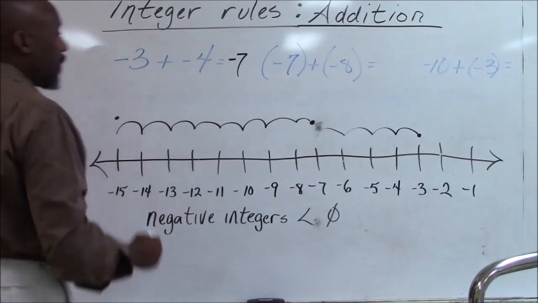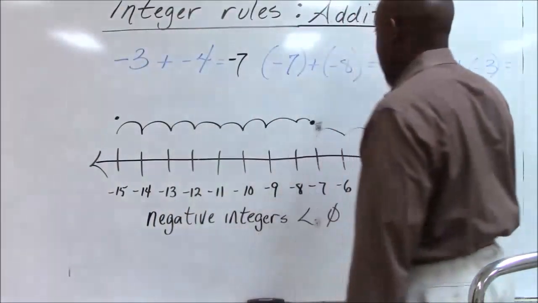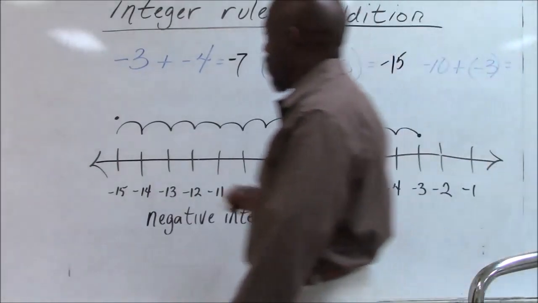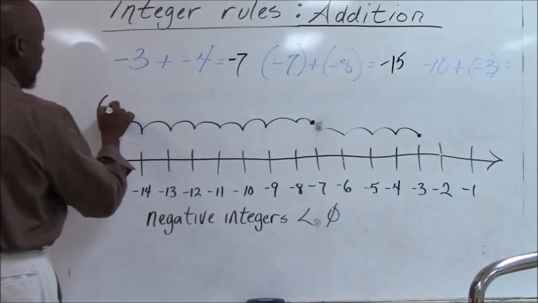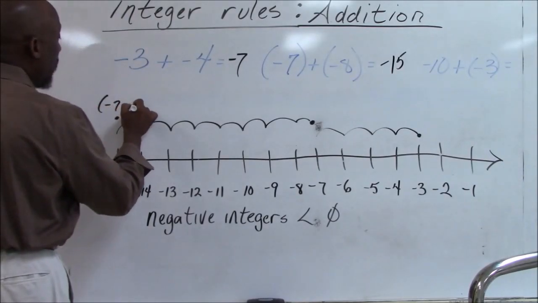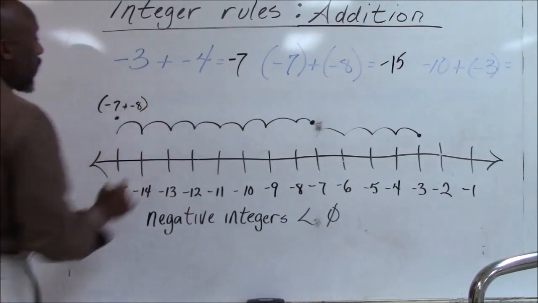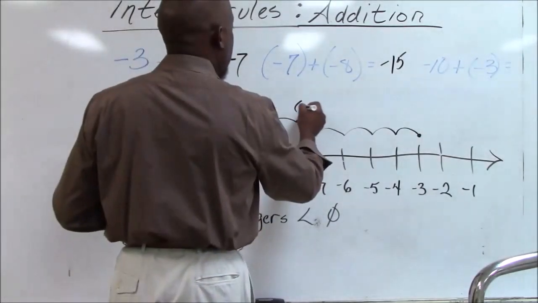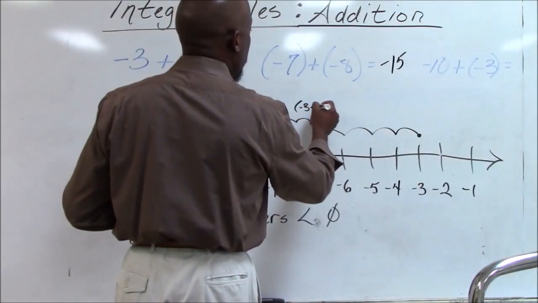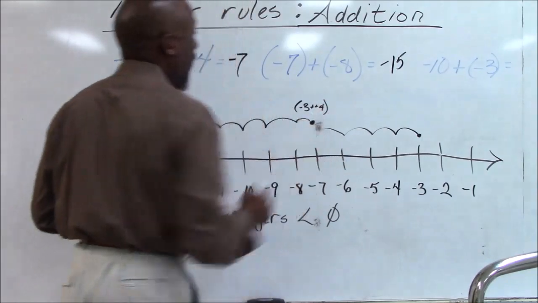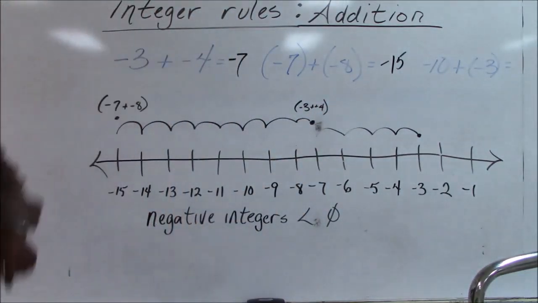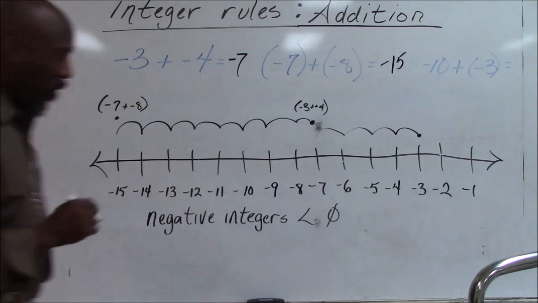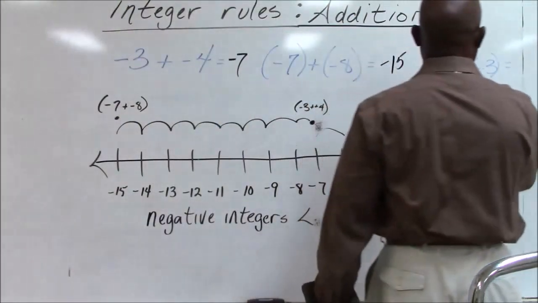-7 plus -8 is equal to -15. I guess if I was doing a better job, I would put this in parentheses, -7 plus -8. So we know that's our solution. We could put in parentheses over here, -3 plus -4. That would be our solution. I bet you can figure out that -10 plus -3 is going to be -13.